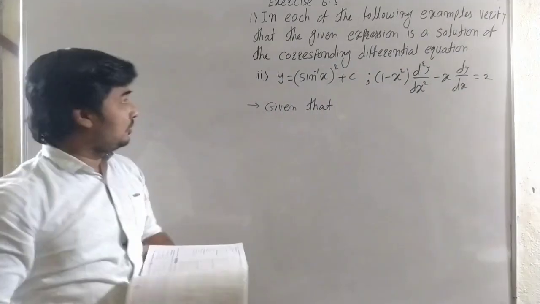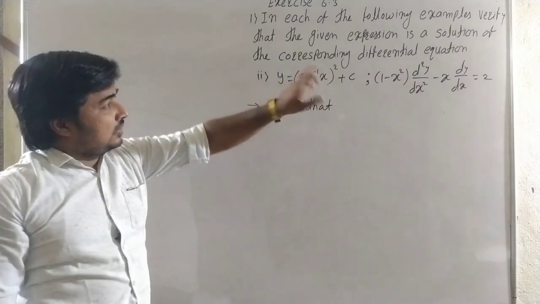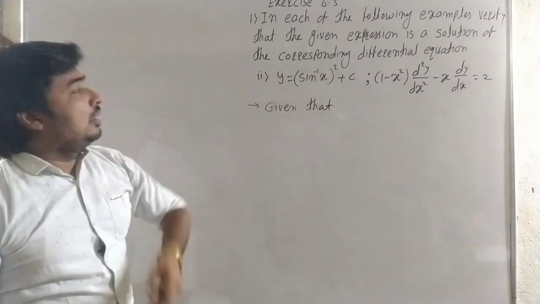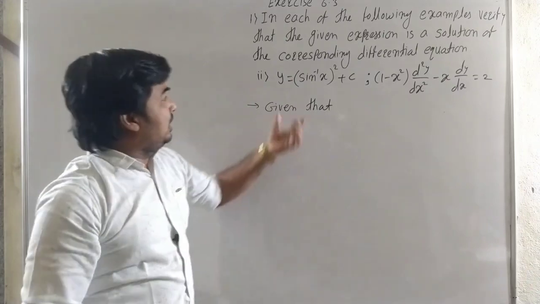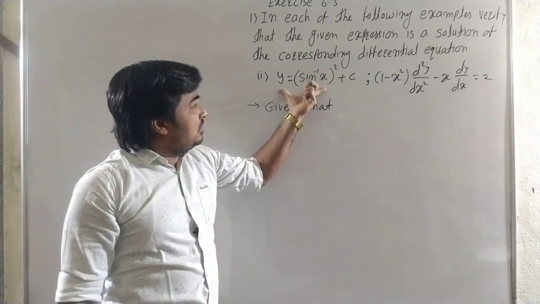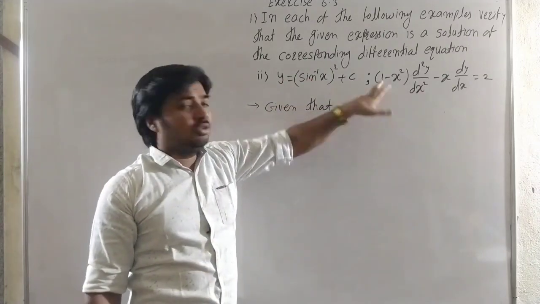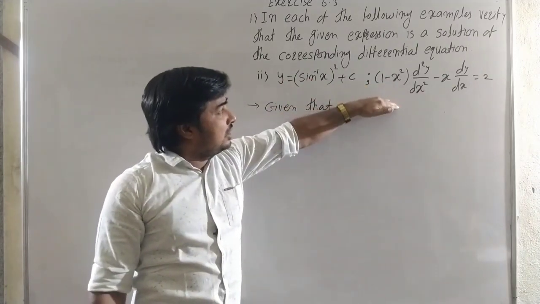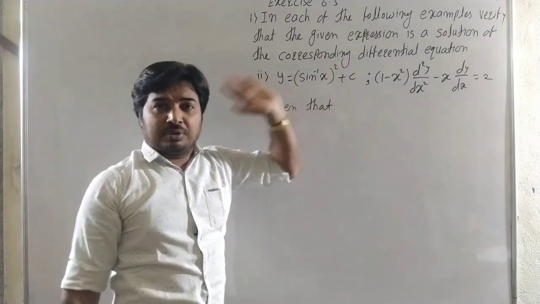Okay, here again we differentiate this expression and show that (1 minus x square) d2y by dx2 minus x dy by dx is equal to 2. Here, from this expression we form the differential equation as this. And if we get this differential equation, then the expression is the solution of the given differential equation.